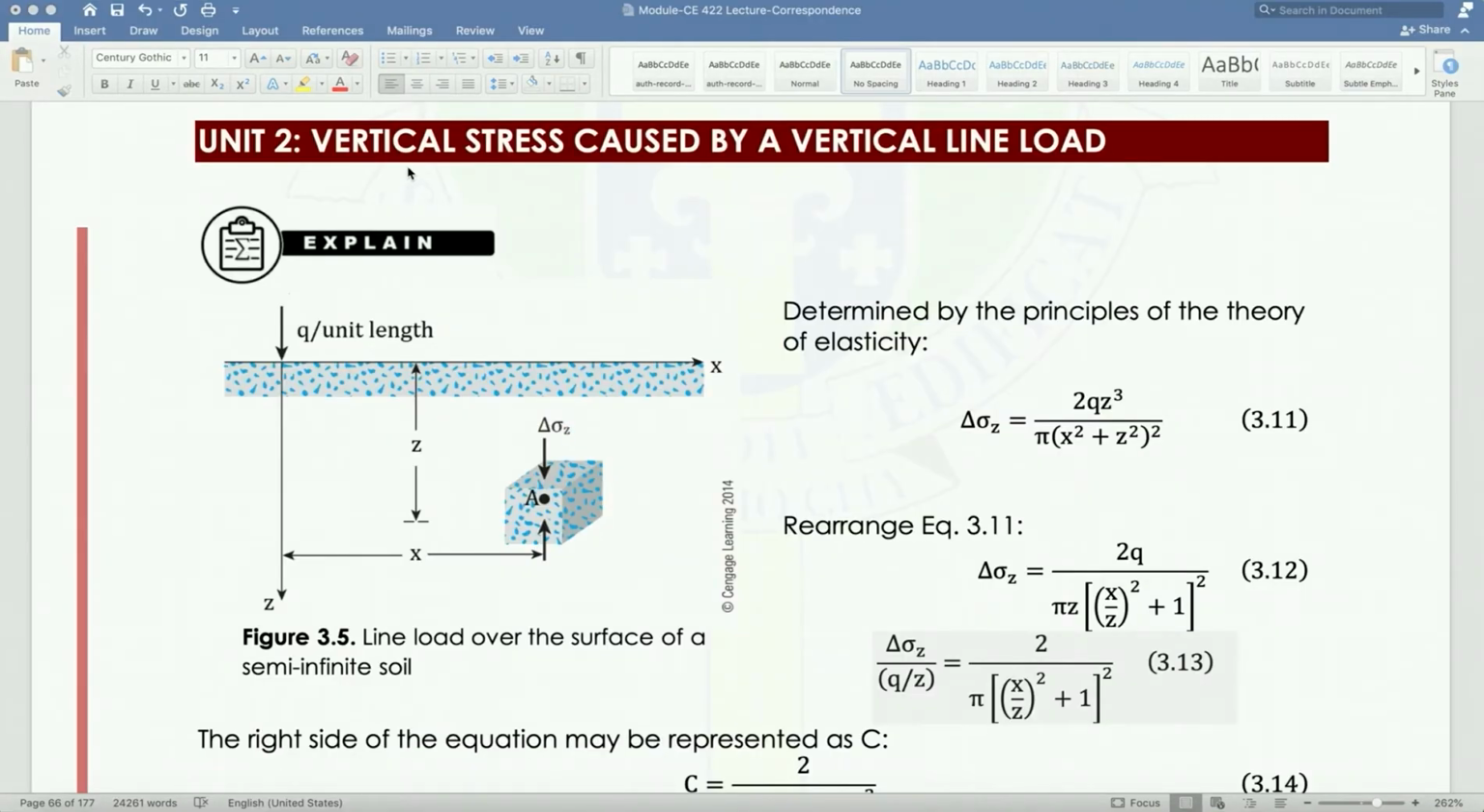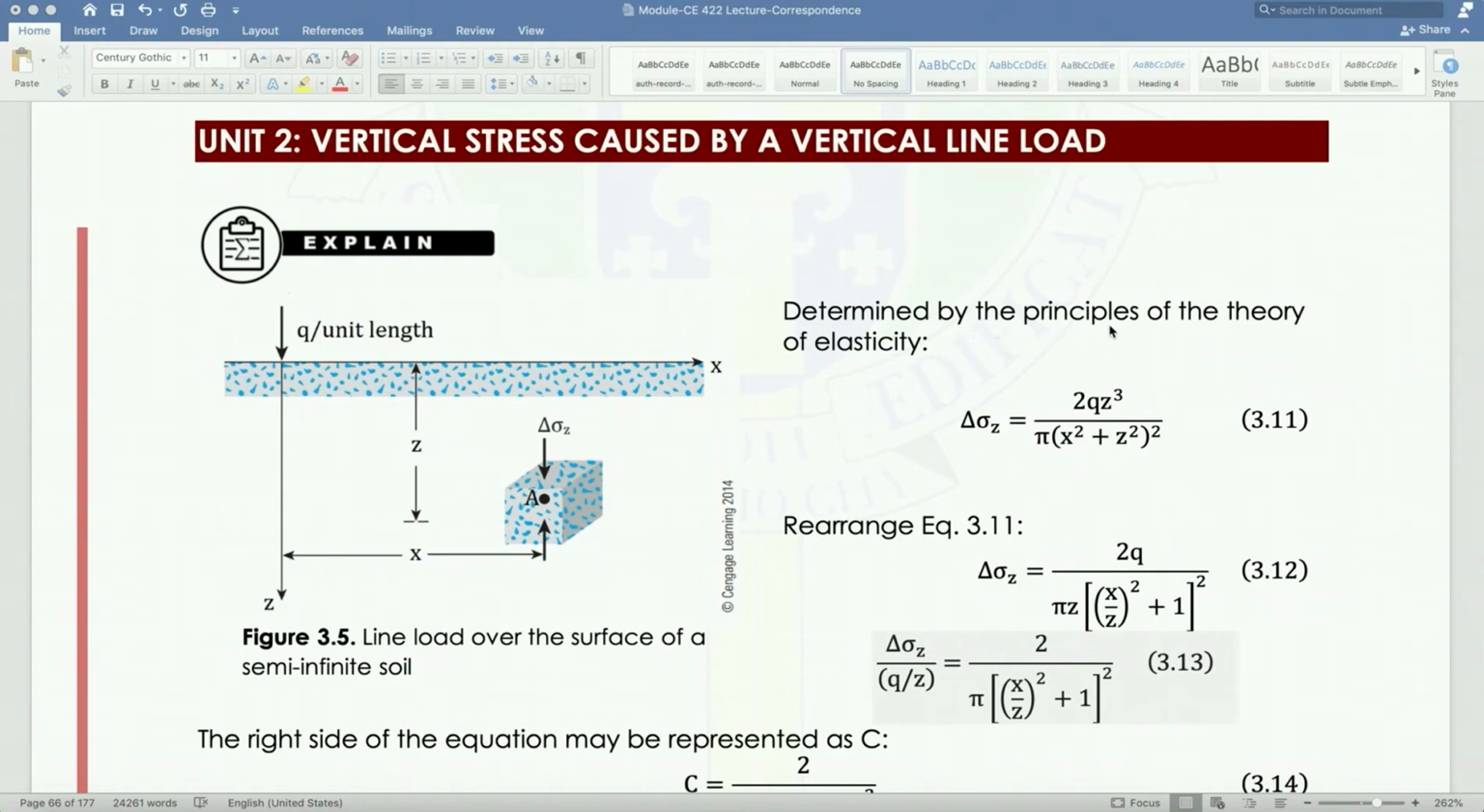Okay, next we have here vertical stress caused by vertical line load. So we are now on unit 2. We have here a vertical line load. This is not a point load, so this is a line load. You have here a cube per unit length. So we have here the soil mass, and we are again still interested in the delta sigma z, that is the vertical stress caused by this line load here. Okay, and it has a perpendicular distance x from the point of the load.